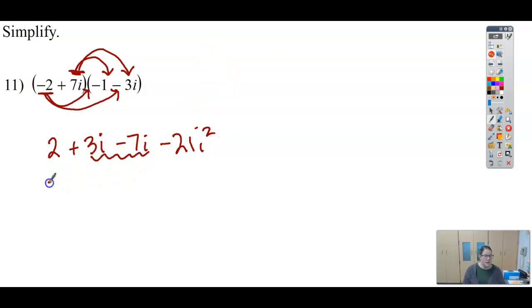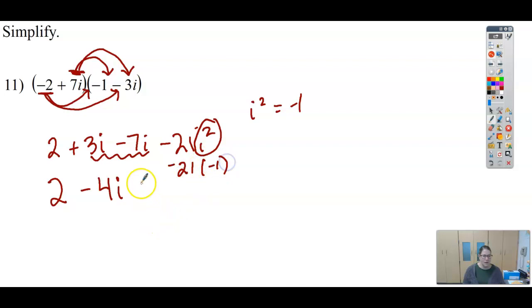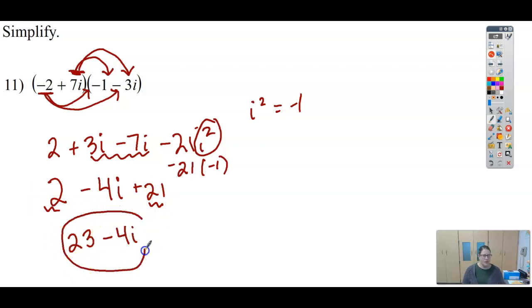These two are like terms, so I can combine them. 3i minus 7i is negative 4i. And remember, i squared equals negative 1, so I can replace this with a negative 1. So this would just be negative 21 times negative 1, which becomes plus 21. And now these are like terms, so I can add those to get 23 minus 4i. Real part first, imaginary part second.